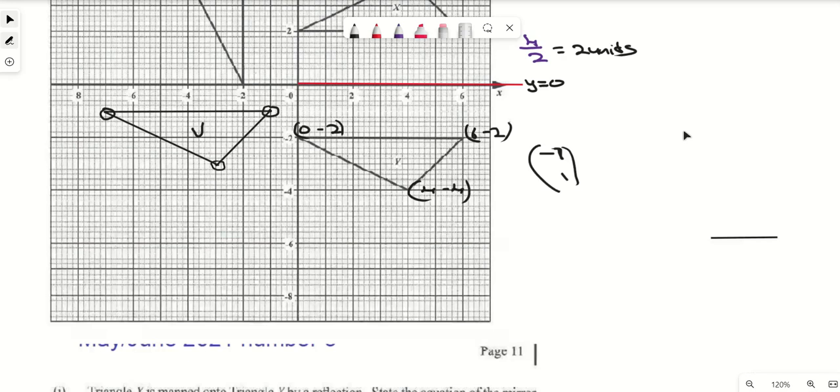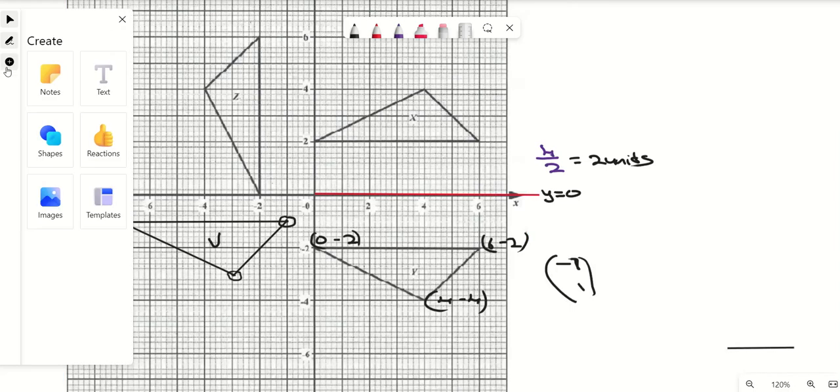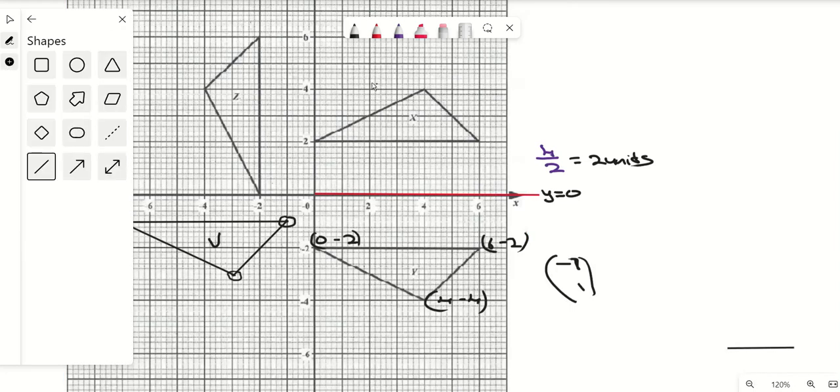And we're going to connect these coordinates to the center, which is 0, 0. Remember, they already gave you your center of enlargement, so we're going to connect them. So we're going to connect this here, and then we're going to connect this one here to this one here. Then you're going to connect this one to this one here.